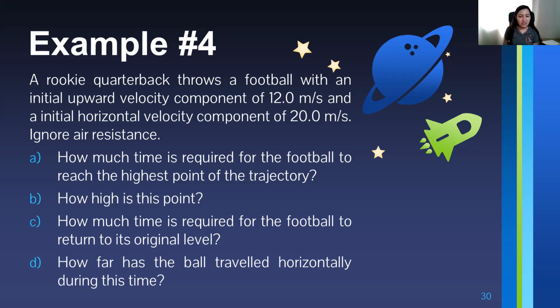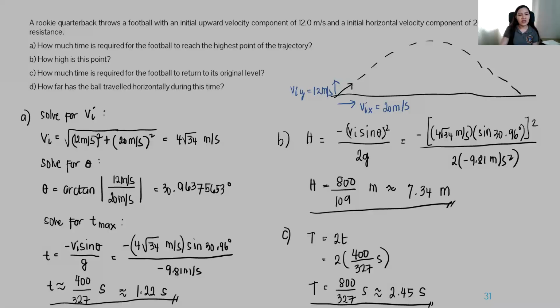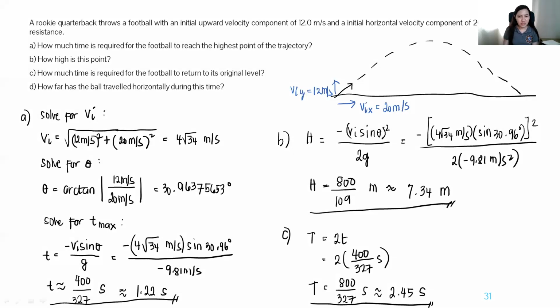So we're asked to find the time required for the football to reach the highest point of the trajectory, the maximum height for letter B, letter C, the time of flight, and letter D, the range. So we can just use the formulas derived for all of these letters. It's just that we need the initial velocity and the launch angle. So it's very easy because we have the vertical and the horizontal components of the initial velocity. So we can just use this, di ba?